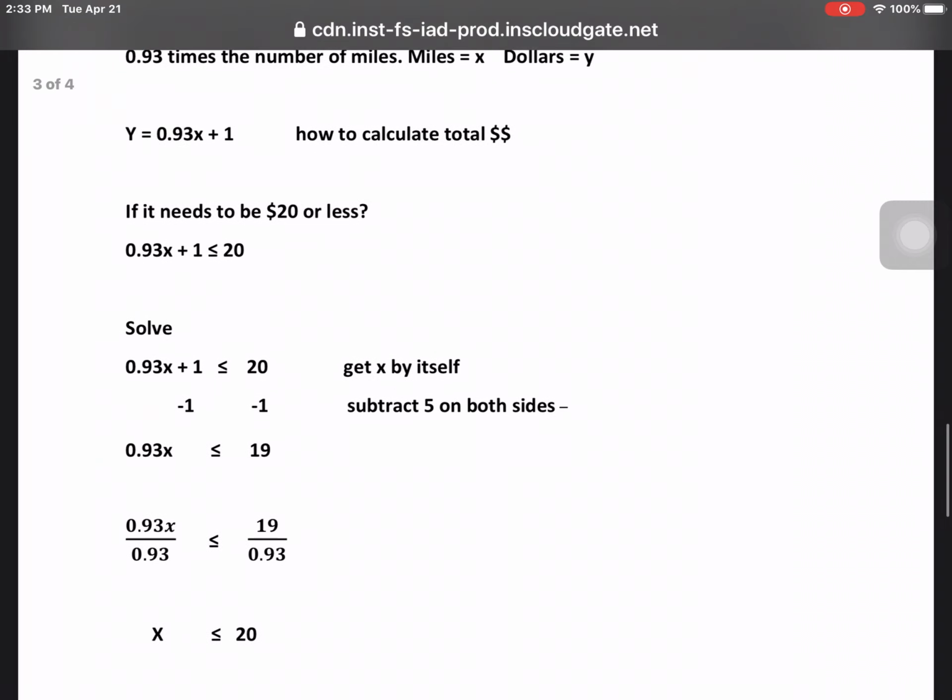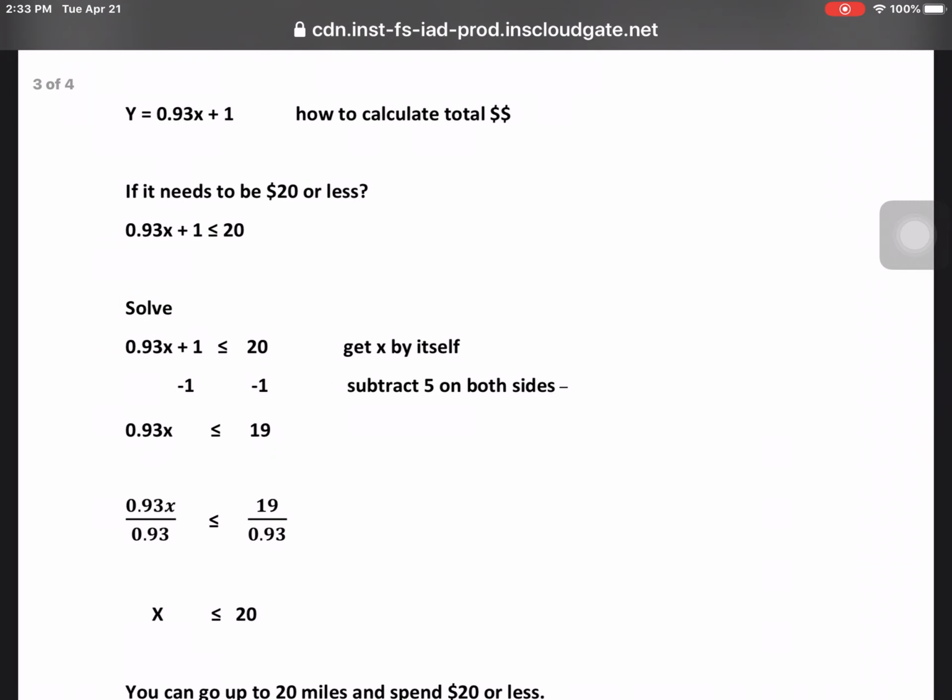So how do we calculate the dollars? Dollars is Y. You would multiply 0.93 times miles, miles is X, and plus 1. If you want to spend $20 or less, you would set that less than or equal to 20.